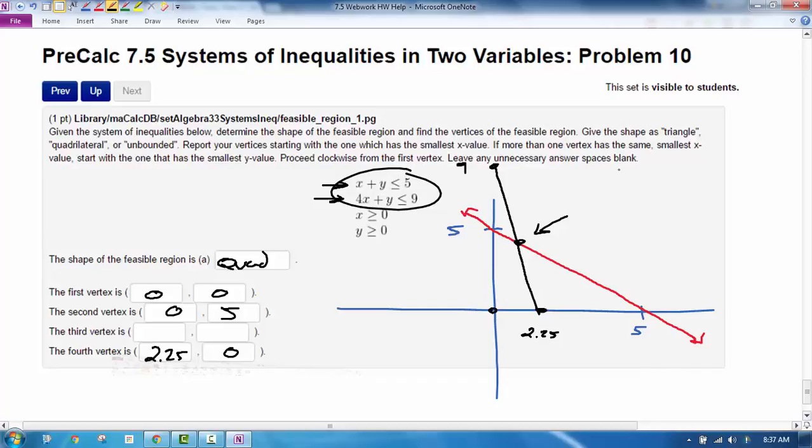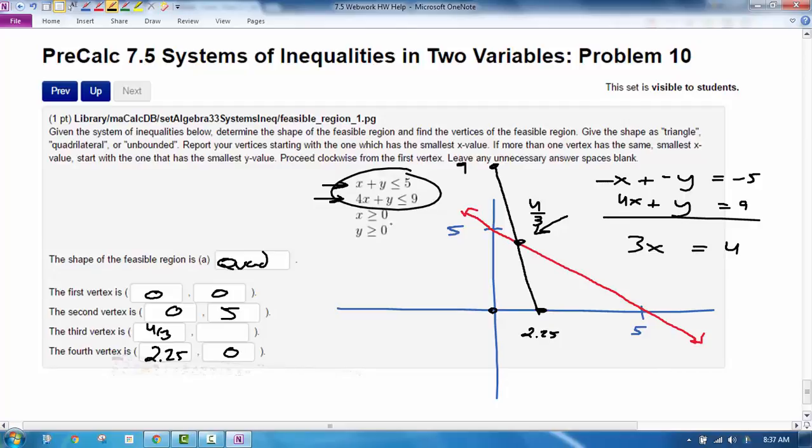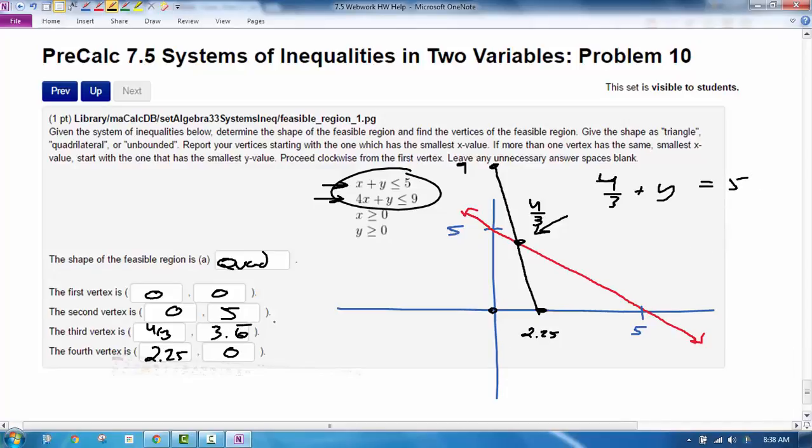So I'm going to multiply through by negative 1, and I get negative x plus negative y is equal to negative 5. Use equal signs here. Then you have 4x plus y is equal to 9, and when you add those equations together, you get 3x is equal to 4. So 4/3 is the x-coordinate. And then plug that back into one of these to find the y-coordinate, and you get 3.6 repeating, and that should work.